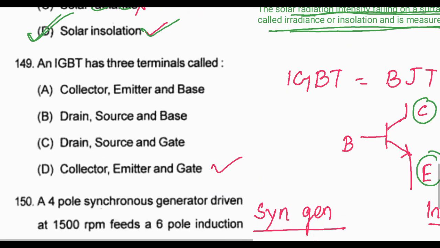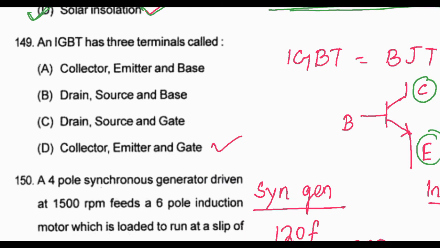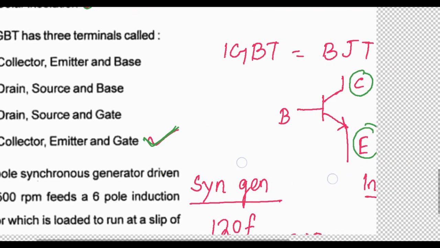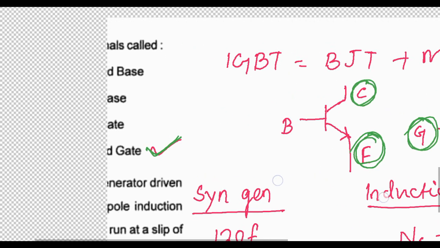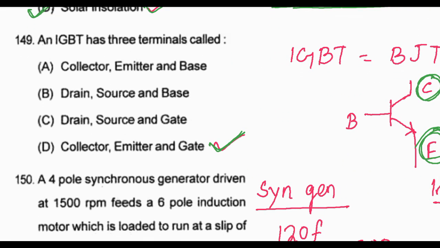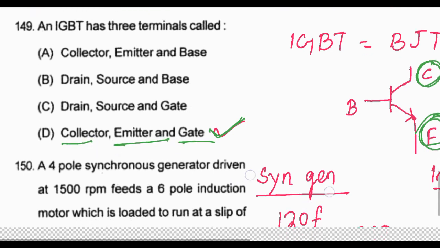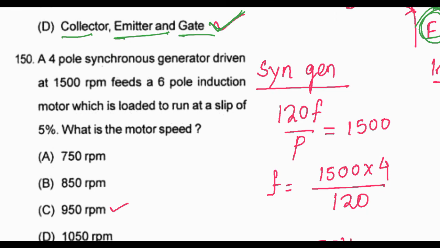Next question is, an IGBT has 3 terminals called collector, emitter, gate, and we know that IGBT is the combination of BJT and MOSFET. So the terminals are also combinations. From BJT we have collector and emitter, and from MOSFET we have gate, combined together. So here the terminals are collector, emitter and gate. Question number 150, and this one is the last question.